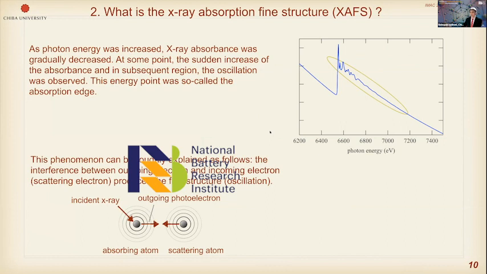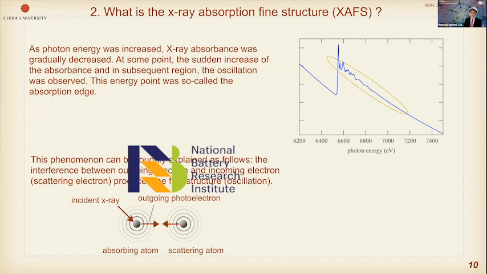Okay, what is EXAFS? The phenomenon is here. The photon energy increases along the x-axis, and the y-axis is X-ray absorbance. Absorbance gradually decreases as the energy increases. And at some point, like here, there is a sudden increase of the absorbance, and in the subsequent region, you can see this oscillatory part. This energy point is the so-called absorption edge. And you can see this oscillatory part.